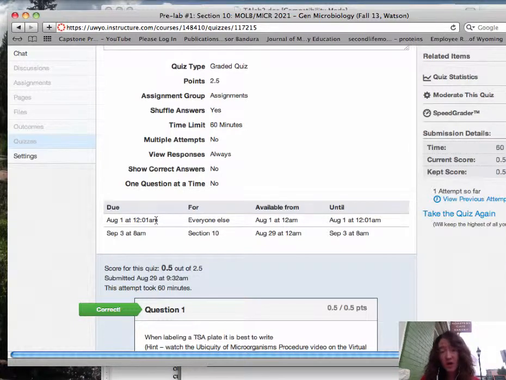So if you just want to use August 1st as the sort of default value there, that means that none of the other sections should be able to access that pre-lab. So I'm asking you the favor, I guess everyone, to go back to your due dates and make sure to set the everyone else due date for that August 1.